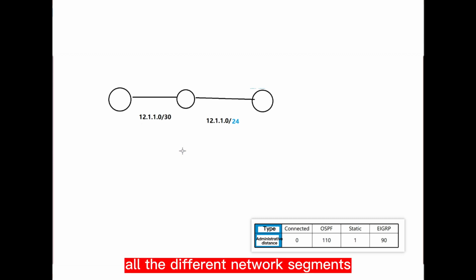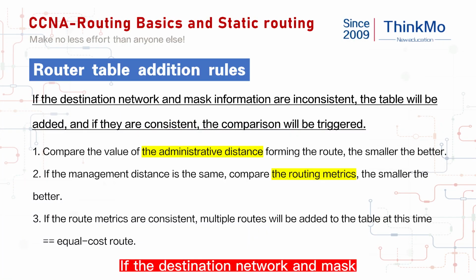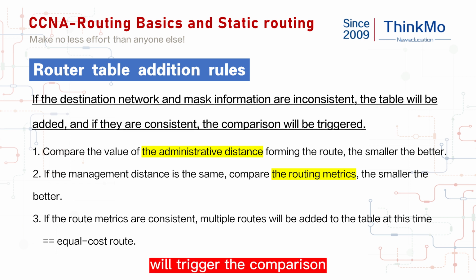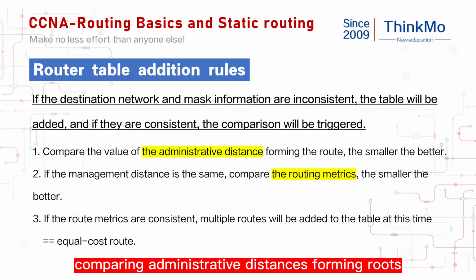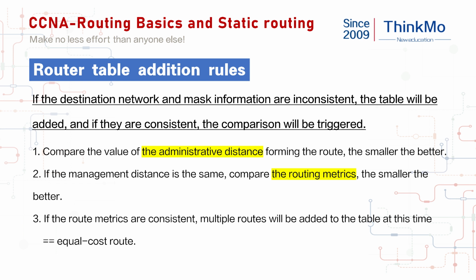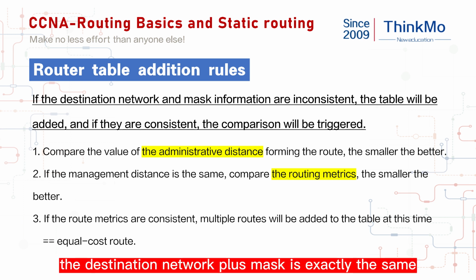All the different network segments need to be added to the table. If the destination network and mask information is inconsistent, we'll add it to the table. If consistent, we'll trigger the comparison, comparing the administrative distances of the formed routes. It is a triggered comparison. We'll have the following comparison. The consistent situation refers to the destination network plus mask being exactly the same.